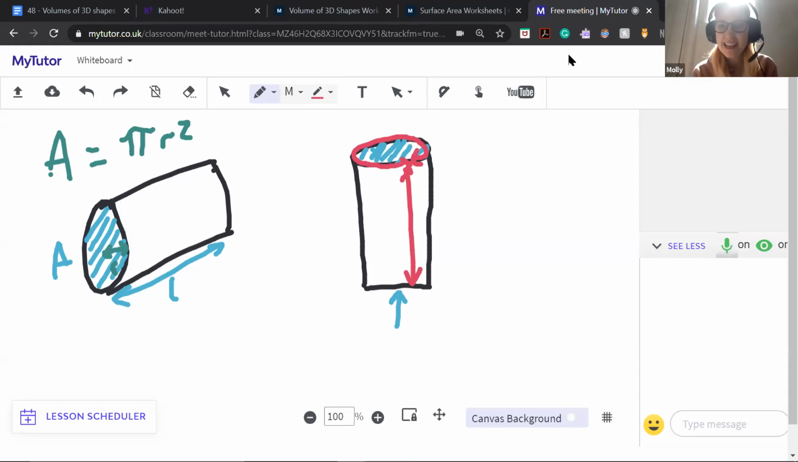I always think about it as a tin of beans or spaghetti hoops or something, and you're peeling off the label. That is a rectangle. That's how you print the labels to put it around. So that's how to remember the surface area of that one. And this one in particular, we'll go over a couple of questions on. So hopefully you're all with me so far.